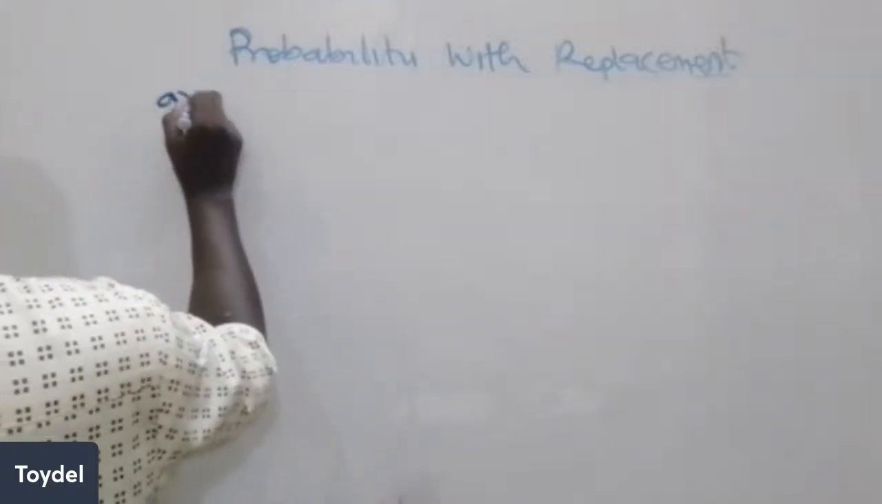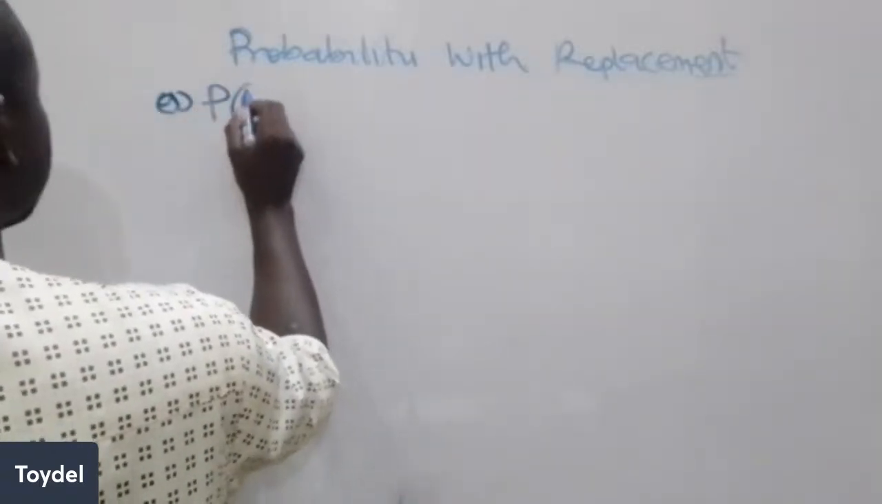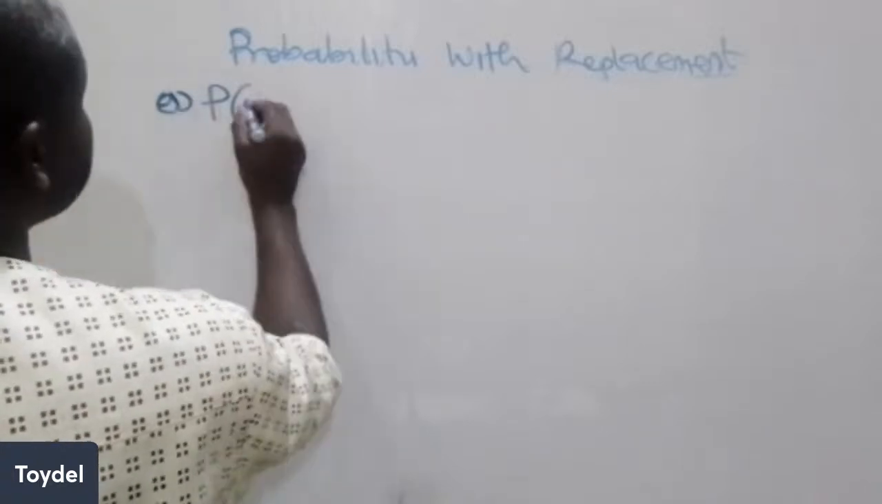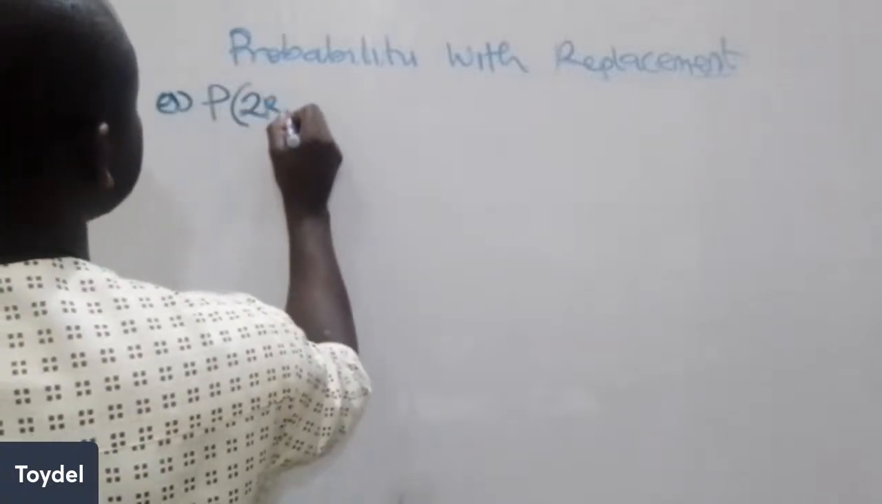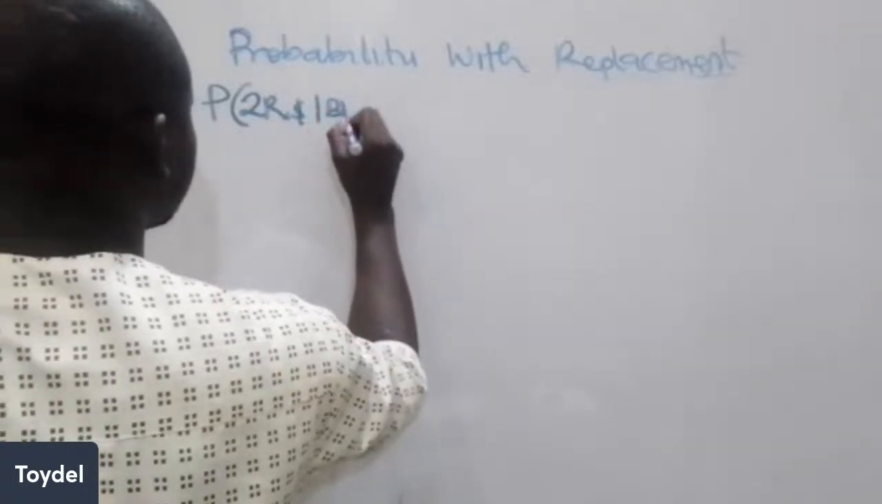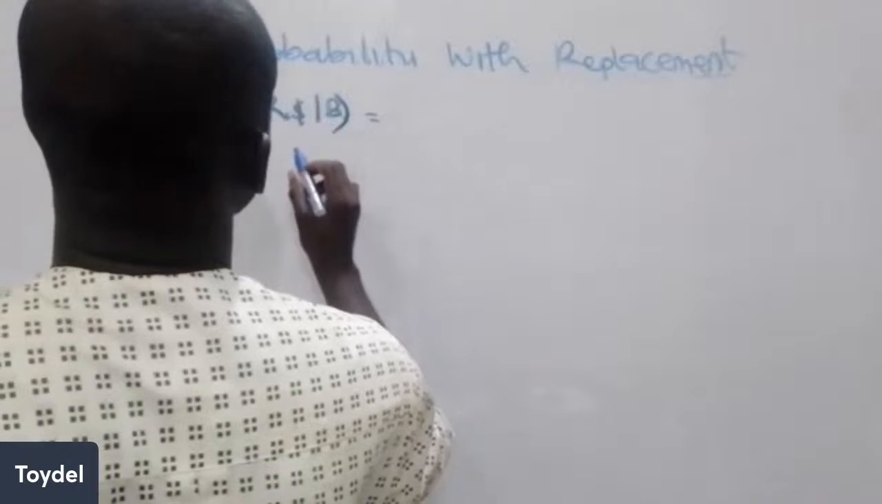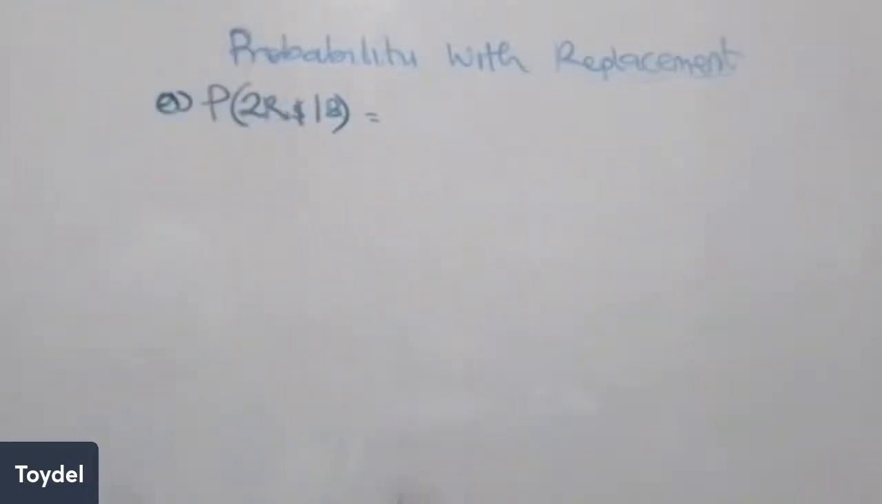The A part of the question. We want to find the probability that the 3 balls picked are 2 reds and 1 blue. 2 reds and 1 blue. So how do we take that?